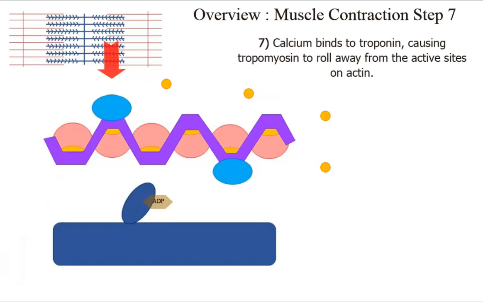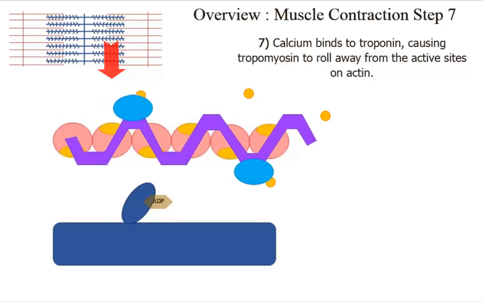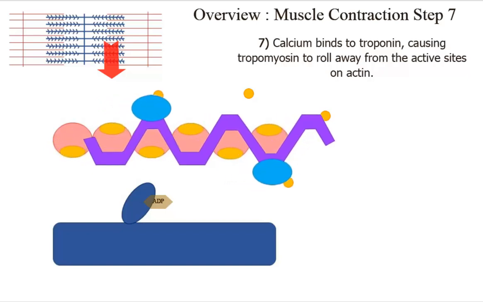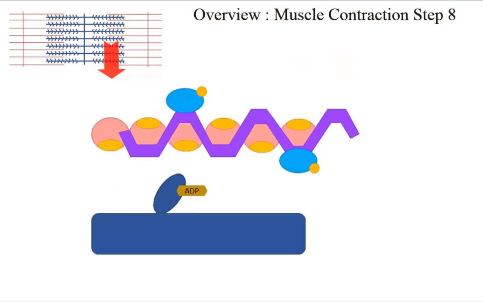So step 7, this calcium that was released in the previous step binds to troponin. And when the calcium binds to the troponin, that causes the tropomyosin to roll away from the active sites on actin. So now we have exposed active sites. So at the end of step 7, we had the active sites exposed on actin.